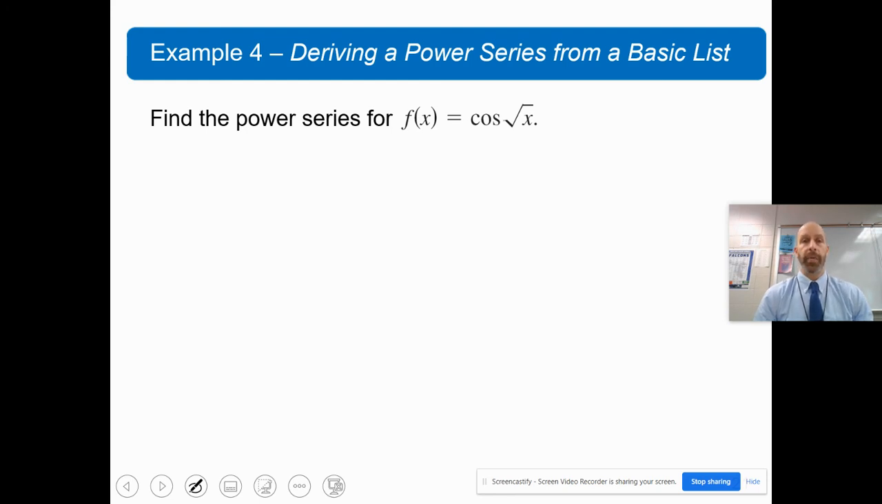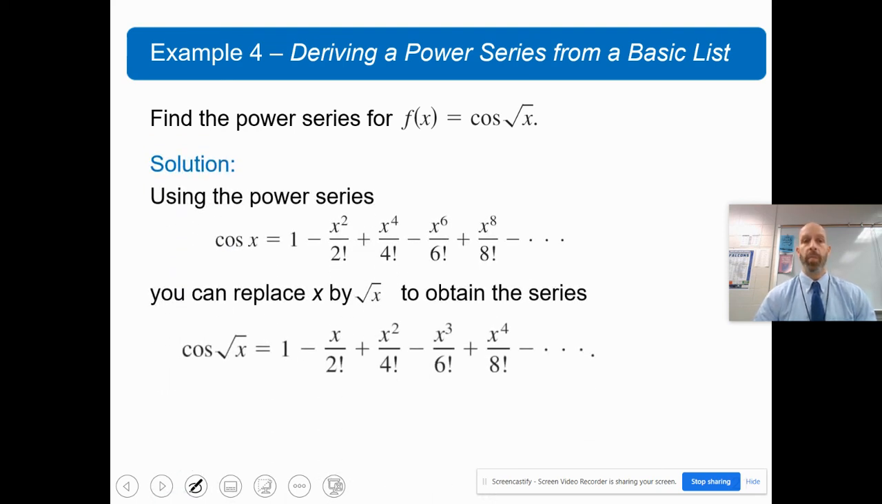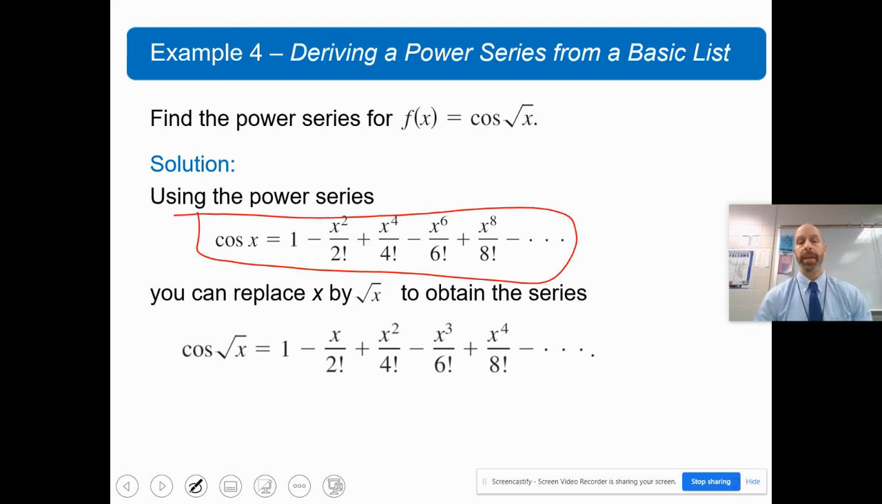Okay, final example here. What we're going to do is use that list to figure out the power series for this function, which is the cosine of the square root of x. Sorry about the bell. We know that the power series for the cosine of x is 1 minus x squared over 2 factorial, etc. Those are those even powers I just mentioned, and notice this is alternating. Now what we've got to do is just replace x with the square root of x.